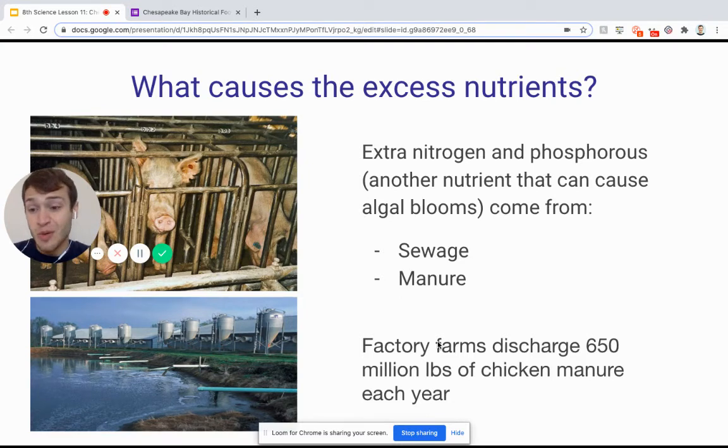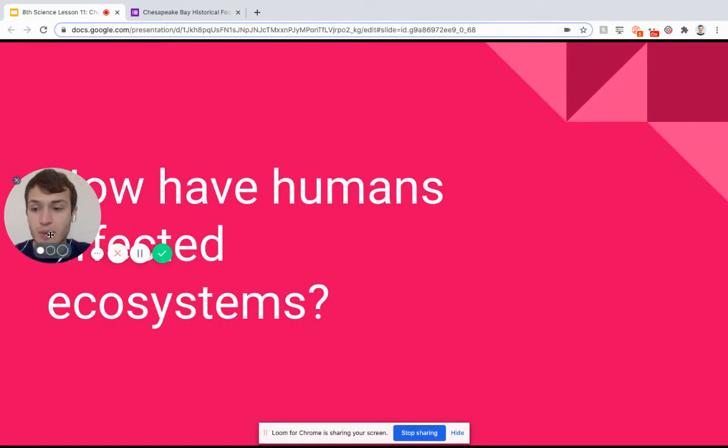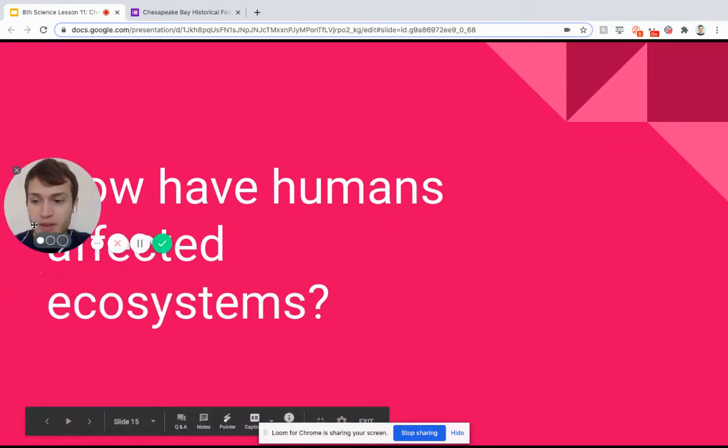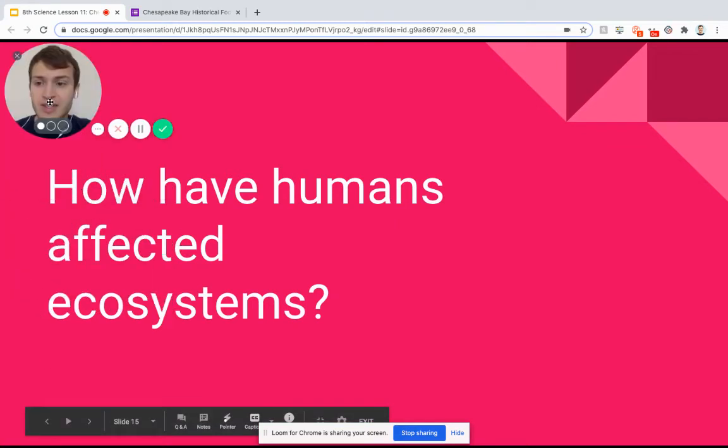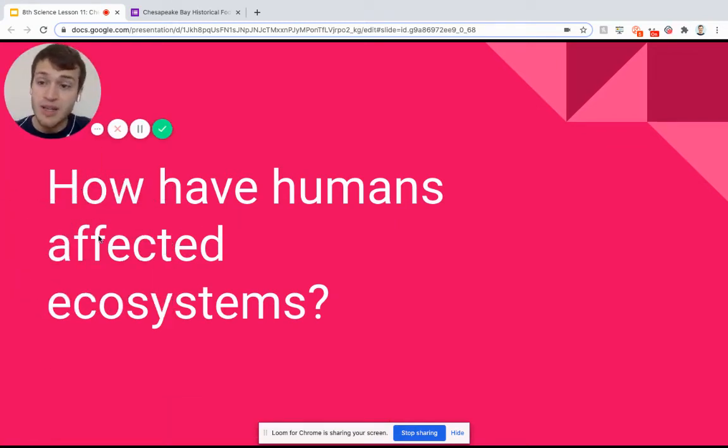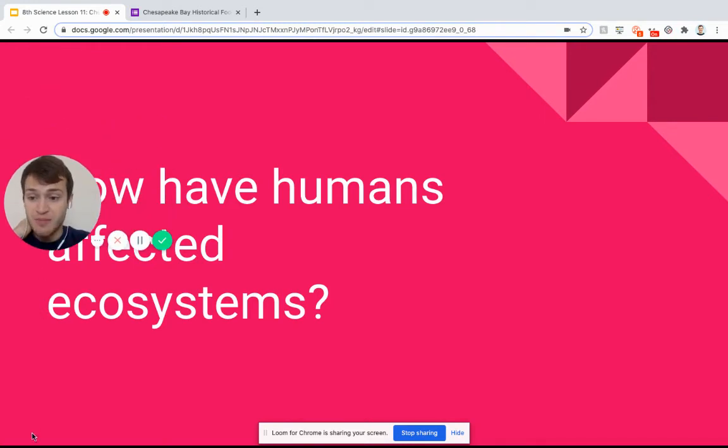But actually there's another problem also facing Chesapeake Bay. And we're going to look at that problem pretty closely. So the question that we're going to ask ourselves this unit is, how have humans affected ecosystems? We're going to use Chesapeake Bay to answer that question.